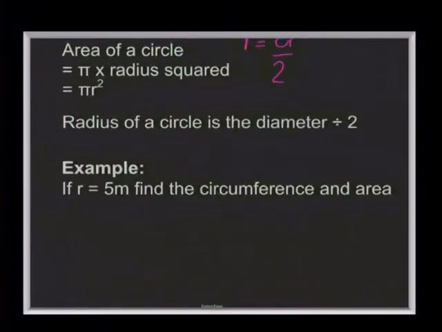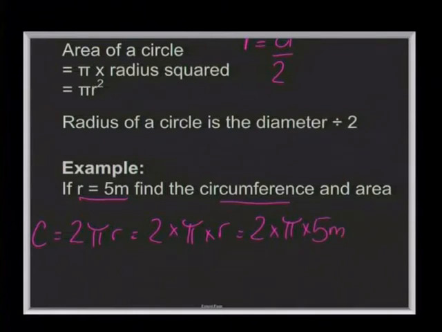Let's now try to do an example calculating the perimeter. And let's look at our example. In our example, we've got a radius of 5 meters. We want to find the circumference. So my formula for the circumference of the circle was 2 pi r, or that's 2 times pi times the radius. And let's substitute our value in. We've got that as 2 times pi times 5 meters.